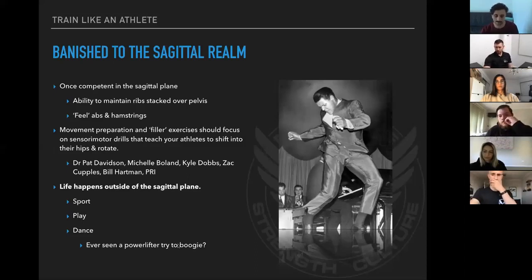This is the example. Ever seen a powerlifter try to boogie? They're stiff as all hell. Like there's no hip movement. Right? They're horrible to watch on the dance floor.